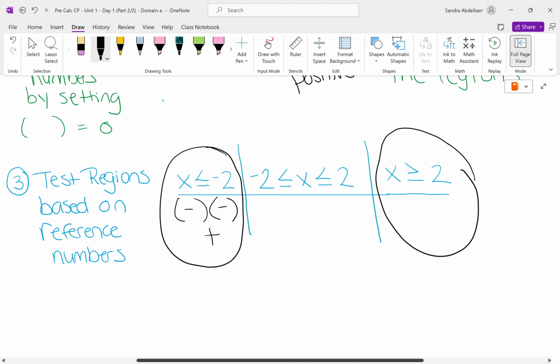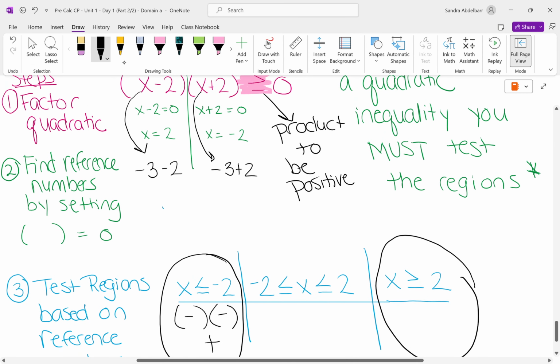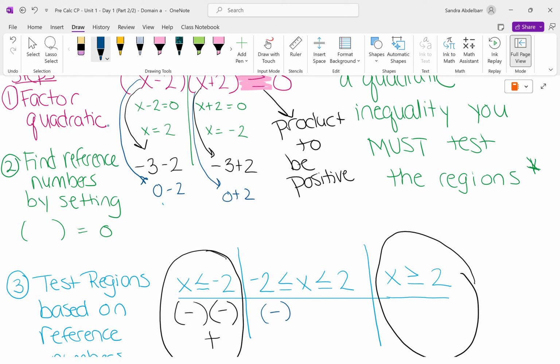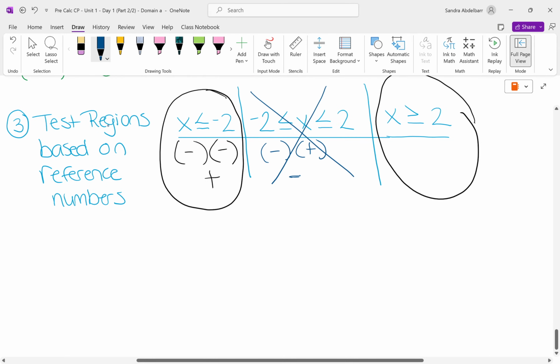So the middle column says pick a number between -2 and +2. Is 0 between -2 and +2? Yeah, so I'm going to test 0. When we test 0, once again, we do 0 minus 2. Do we all agree 0 minus 2 is negative? And then we test 0 plus 2. 0 plus 2 is positive. A negative times a positive, isn't that a negative? We want a positive product, not a negative one, so that middle one doesn't work. So my two answers for the domain are this and this.